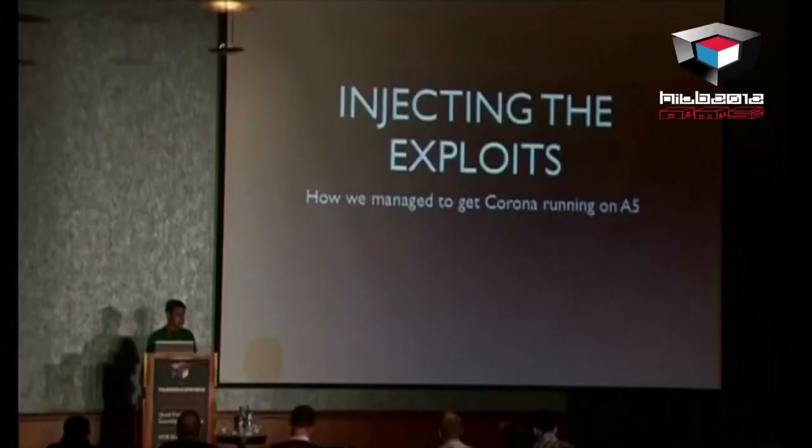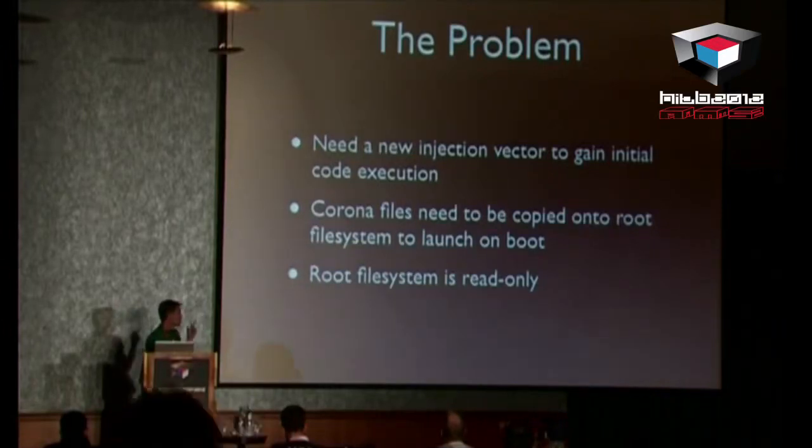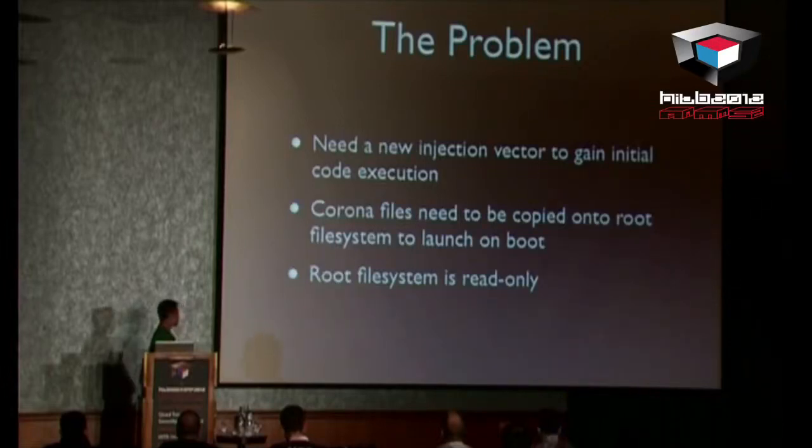Yeah, how we managed to actually get the exploits inside of the file system so Corona can run. The problem is we need a new injection vector so we can gain the initial code execution. The Corona files have to be copied onto the root file system so they can launch every time on boot through a launch daemon. The root file system is read-only, so we have to have some kind of code running in order to remount that first. More problems.